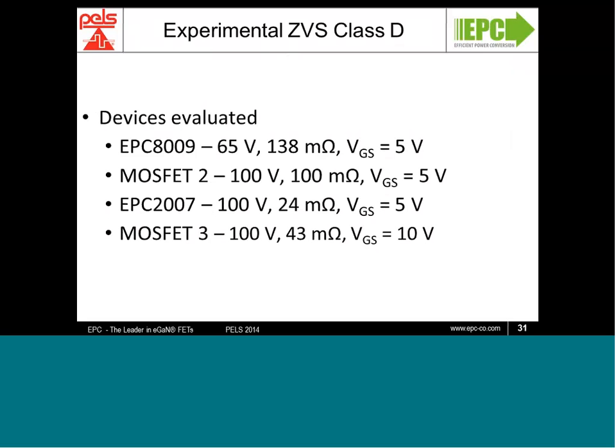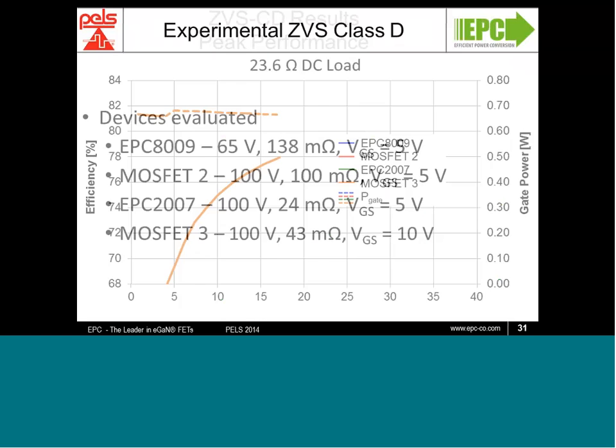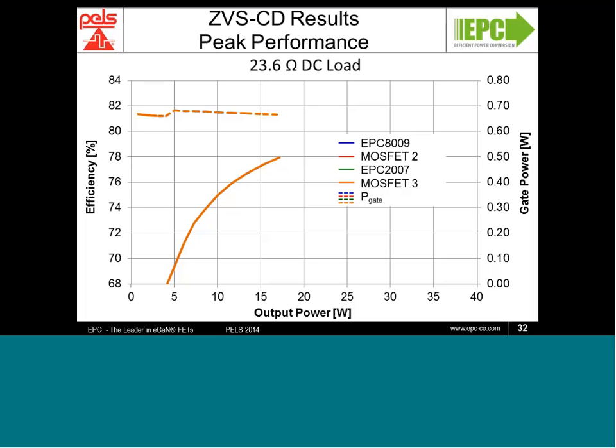The EPC 2007 was also 100 volt, 24 milliohms on resistance, and has a 5 volt gate. And the last MOSFET we will compare against is a 100 volt, 43 milliohm part with a 10 volt gate. So first again, we will look at the peak performance. For the circuit, we have fixed the load again, in this case at 23.6 ohms DC, and we will operate the circuit as far as we can.